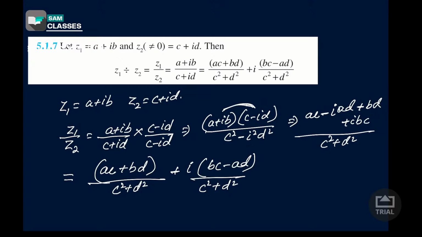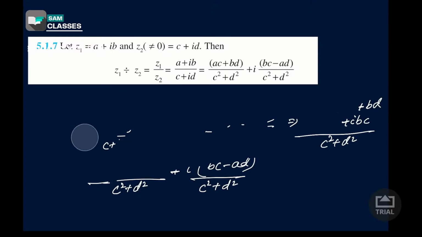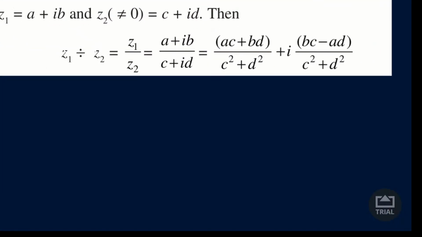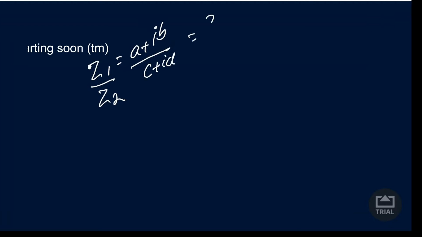Now next. Division. Try this division. I'll erase this. See, in case of Z1 by Z2, how will we do it? Don't see the answer. We have Z1 as a plus ib and we have Z2 as c plus id. Try to get me the answer, students.